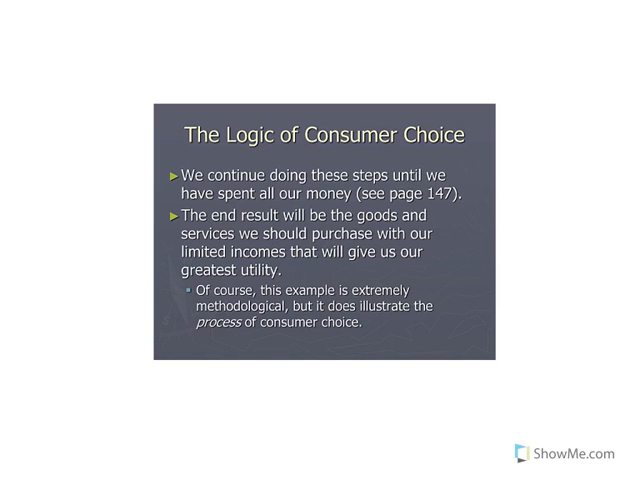Now, as we continue to purchase our goods and services in this manner, at the end of the day, we will end up using our limited income to purchase goods and services that give us the greatest amount of utility possible. In other words, there's no other way we could have allocated our limited income to derive more satisfaction if we constantly purchase the goods that give us the greatest marginal utility per dollar spent.